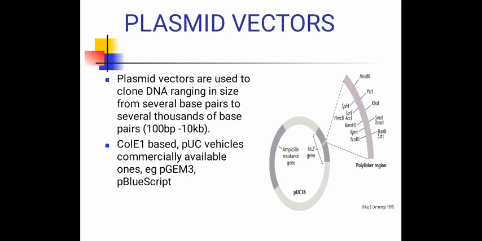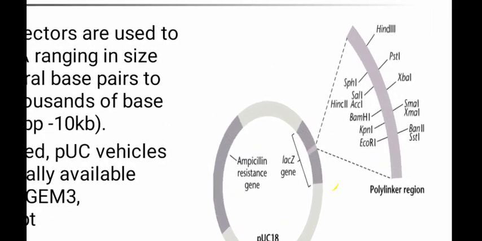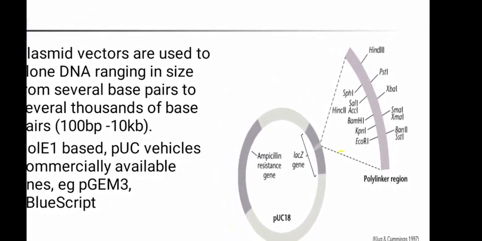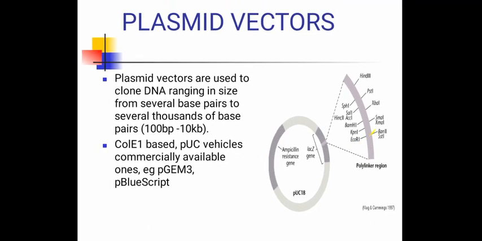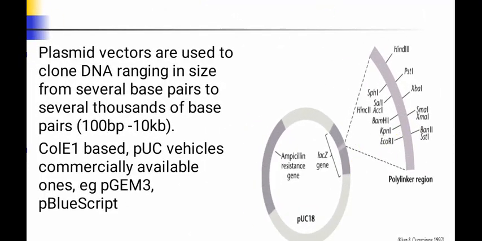Plasmid vectors. Plasmid vectors are used to clone DNA ranging in size from several base pairs to several thousand base pairs. Okay. pUC and pBR322 based vehicles, commercially available ones. Examples: pGEM3, pBluescript. See the diagram: ampicillin resistance gene. This is the pUC18 plasmid, the lacZ gene is present on it.